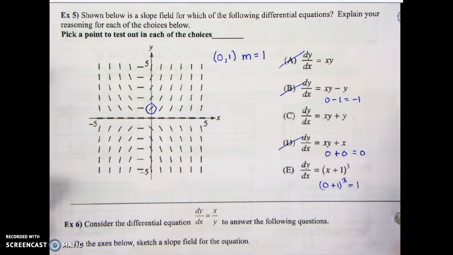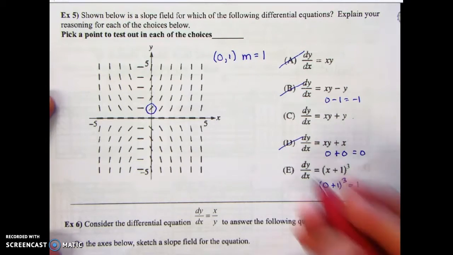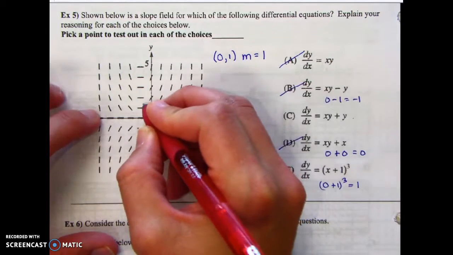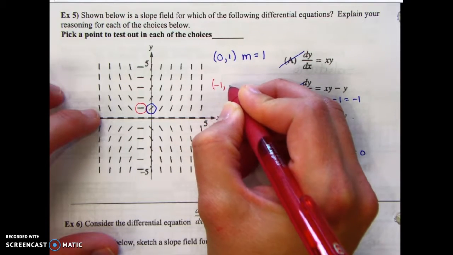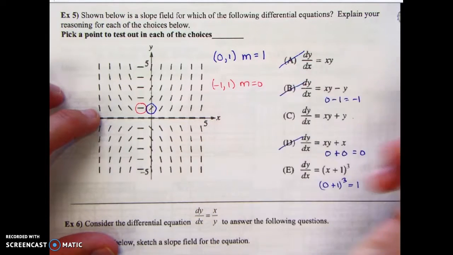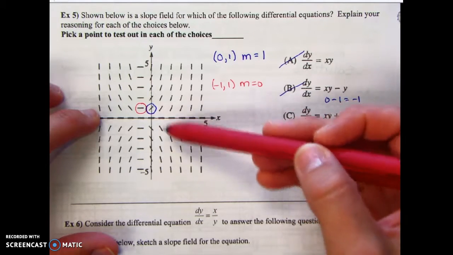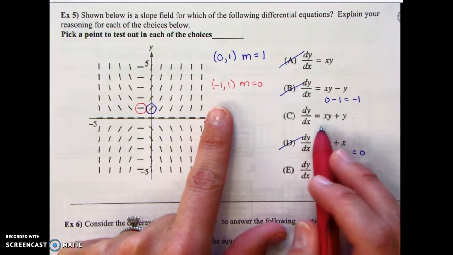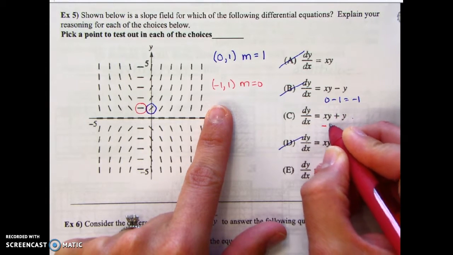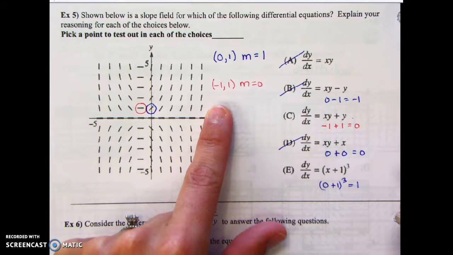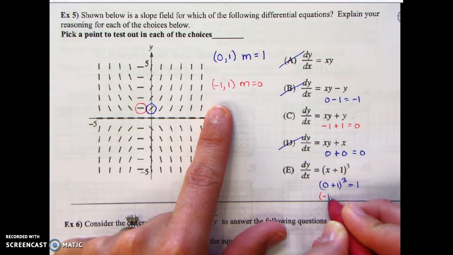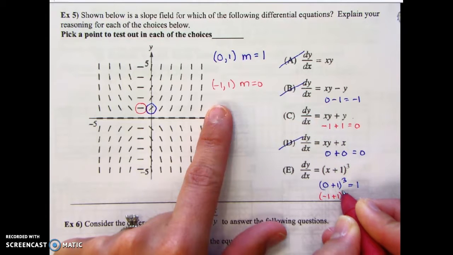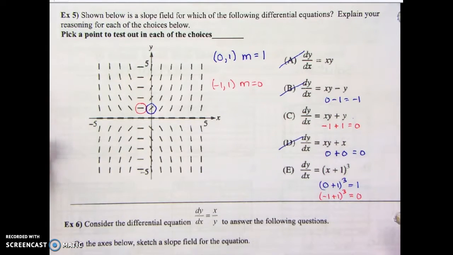Now let's try a different point. Let's try (-1, 1). So (-1, 1) gives us a slope of 0. I don't have any magic, I'm just doing easy ones that I know the slope of. So let's try this. In C: negative 1 times 1 is negative 1, plus 1, that equals 0. So that works. And then here, negative 1 plus 1 cubed is 0 cubed, which is 0. Okay, so those both work.